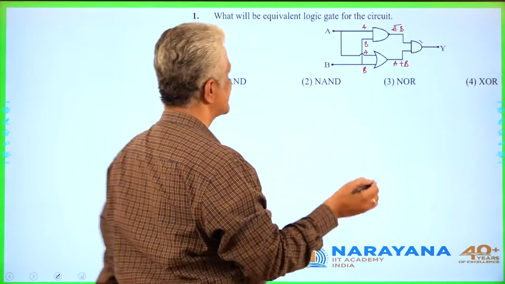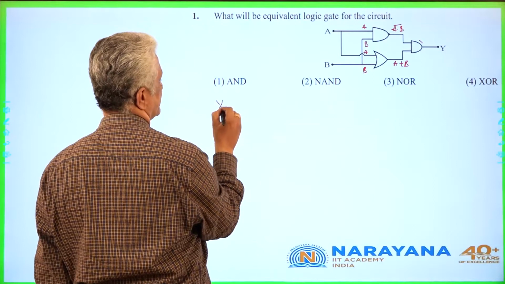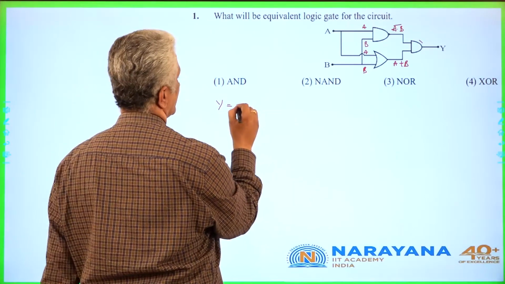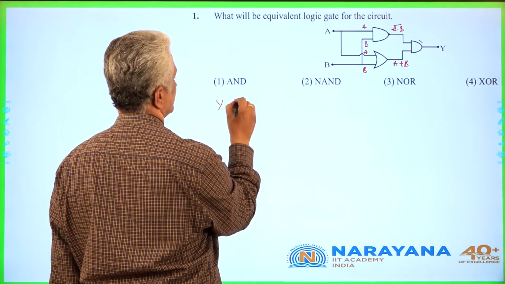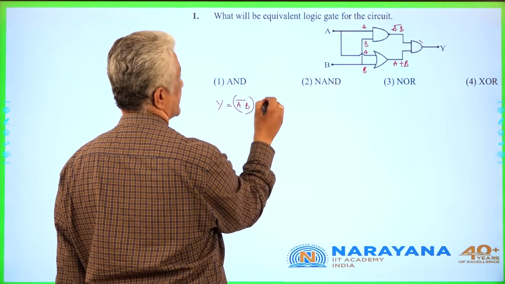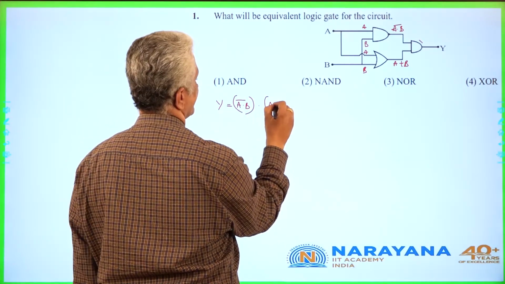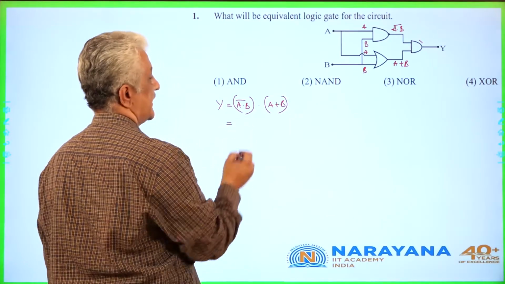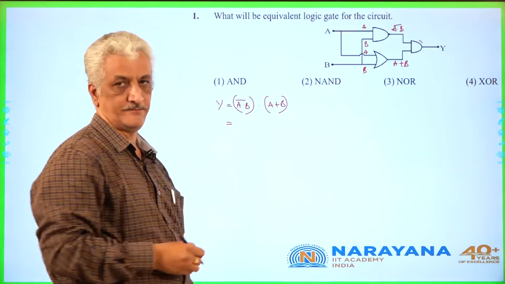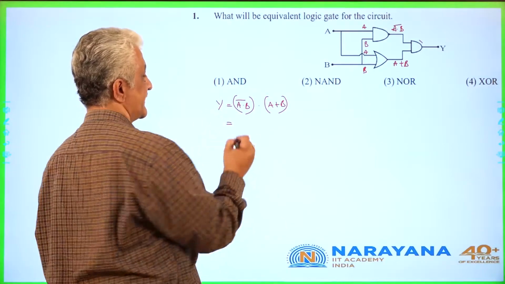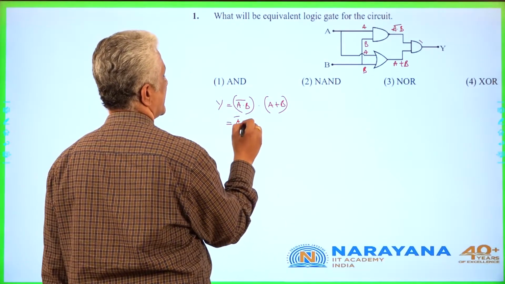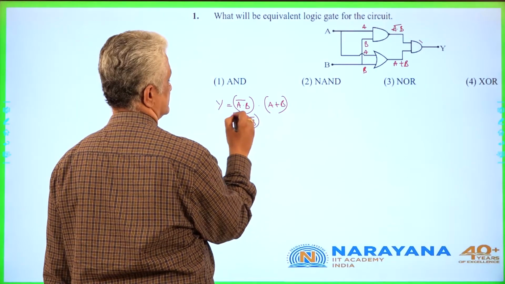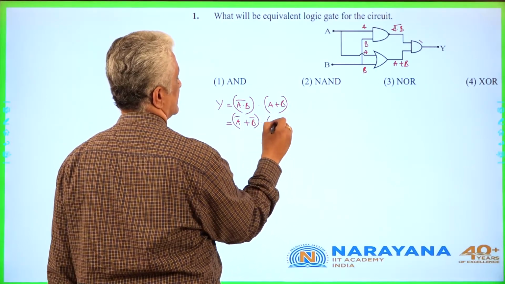AND means output Y will be (A dot B) whole bar dot (A plus B). As it is simply multiplication, or before that we use De Morgan theorem. That is, (A dot B) whole bar can be written as A bar plus B bar, dot (A plus B).